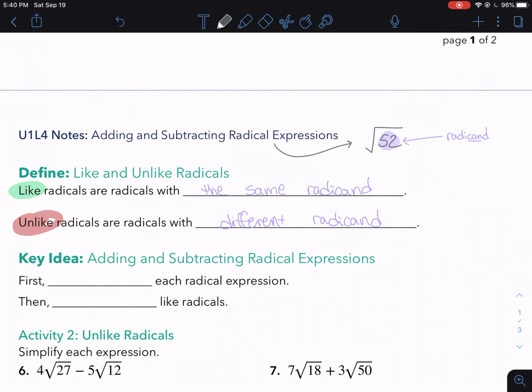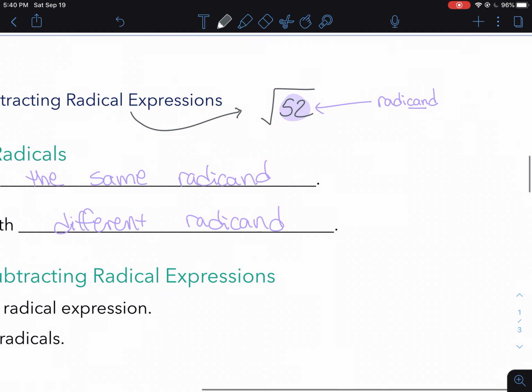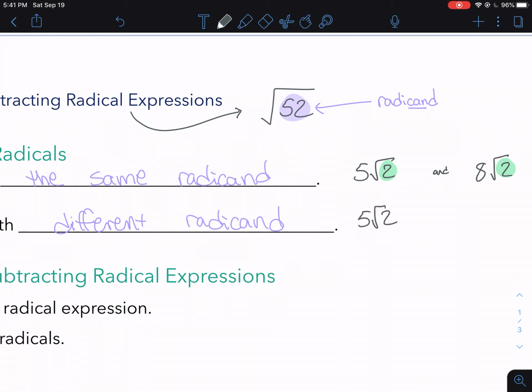So a pair of like radicals would be like 5 times the square root of 2 and 8 times the square root of 2. They are like radicals because their radicands are the same. We both have square root of 2. However, if you have 5 times the square root of 2 and 2 times the square root of 5, those are unlike radicals because what's underneath the radical is different. Those are not the same.